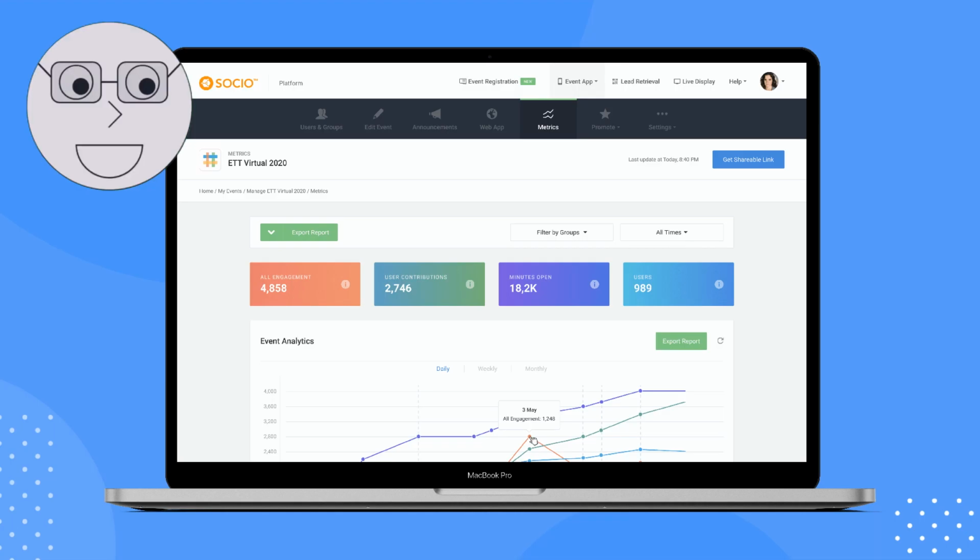Finally, measure the success of your event marketing efforts. Analyze the data collected during the event, such as the number of leads generated and the return on investment. Use this information to improve your event marketing strategy for future events.